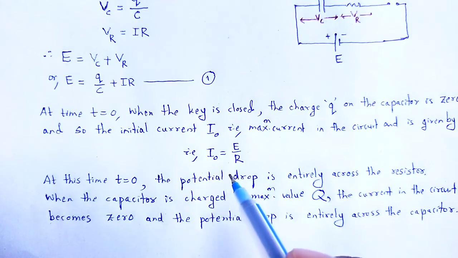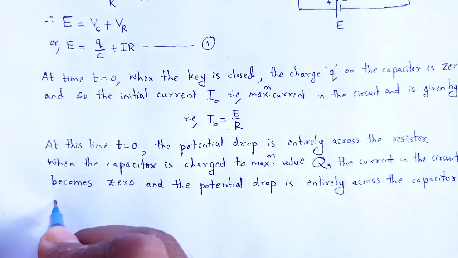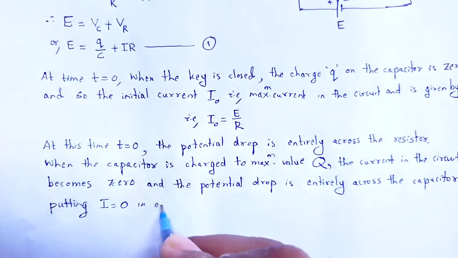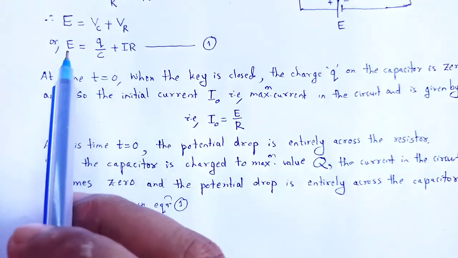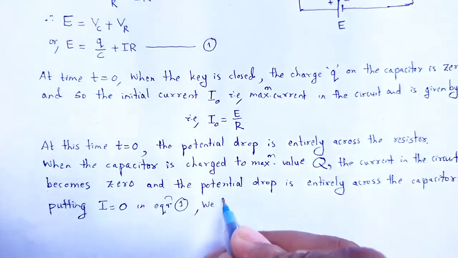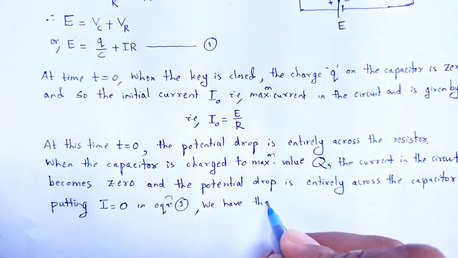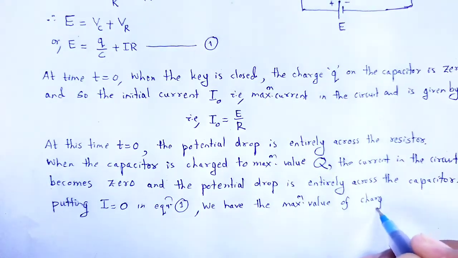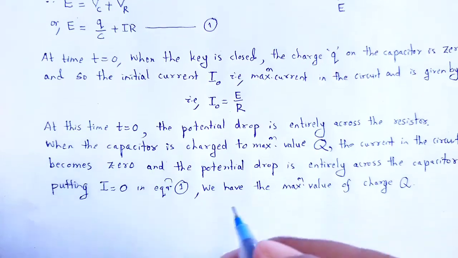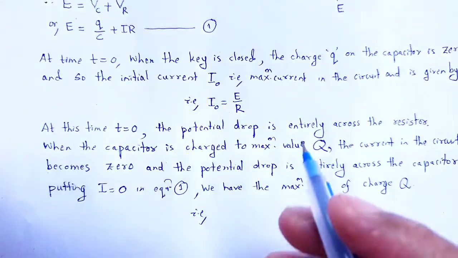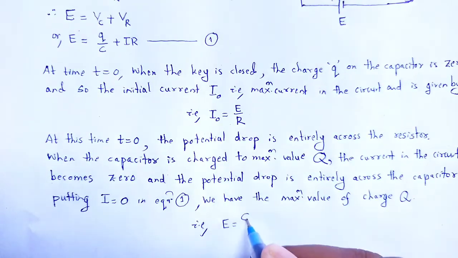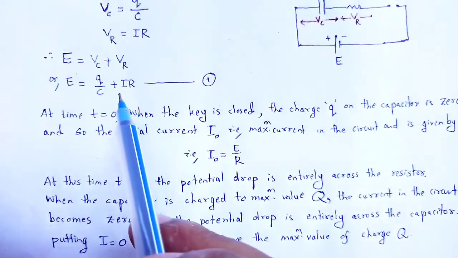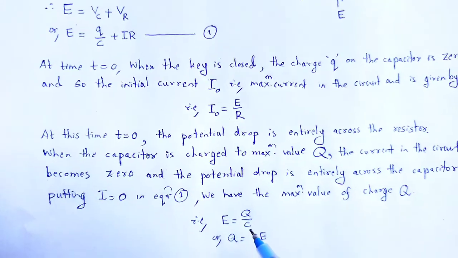Now, here putting current I is equal to 0 in equation 1, so E is equal to Q by C. We have the maximum value of charge Q, that is E is equal to Q by C, or Q is equal to C into E. Here I put I is equal to 0, so that equation changes to Q is equal to C E.